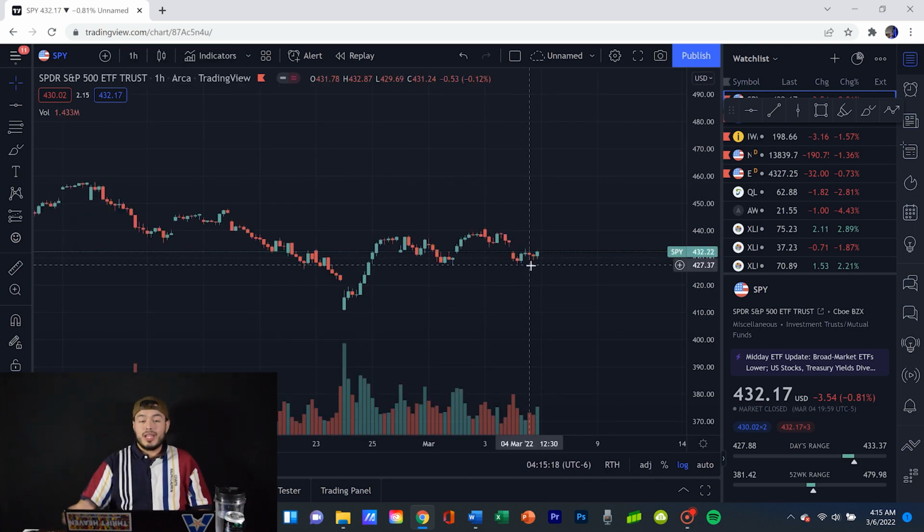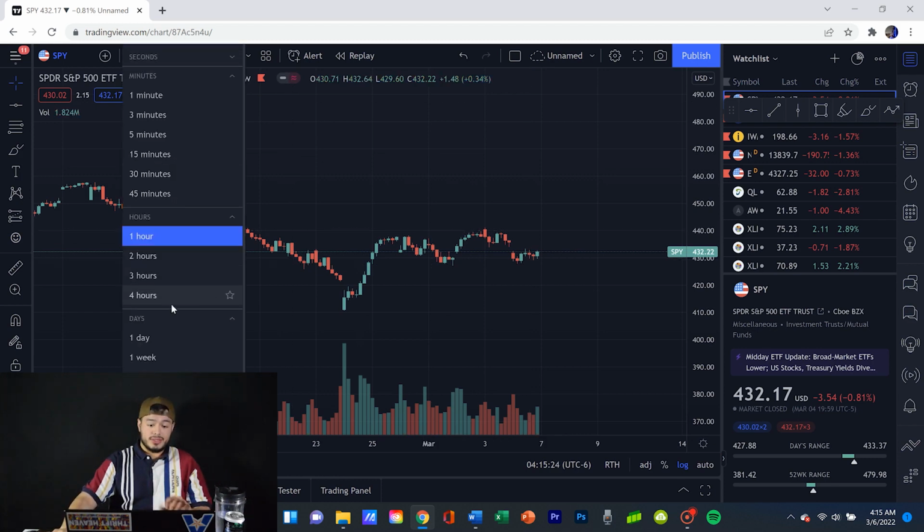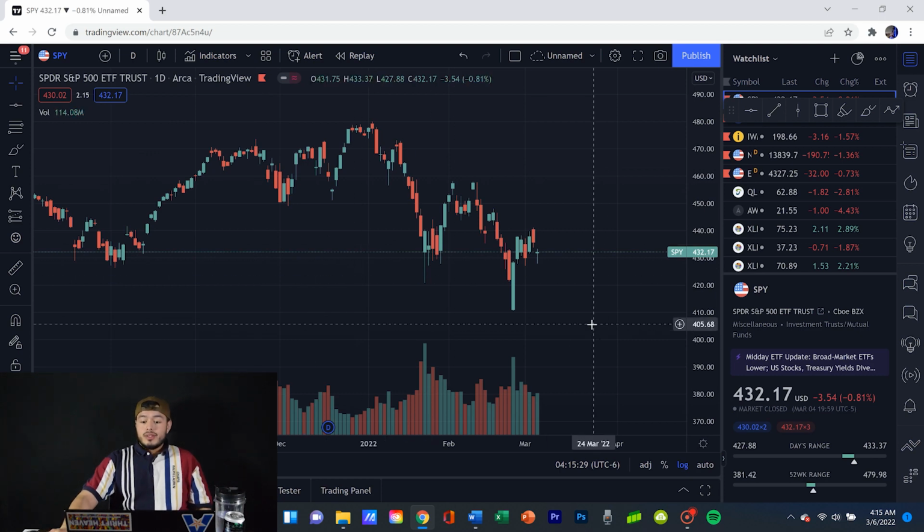We can look at the hourly, but like I mentioned in the previous video, I'm mainly going to be focused on big picture type deals. So I'm going to be looking at the daily, the weekly, sometimes the 4 hour, sometimes the smaller time frames, but right now I'm going to set this to the day. So this is the S&P 500, the SPY, general market, however you want to call it.